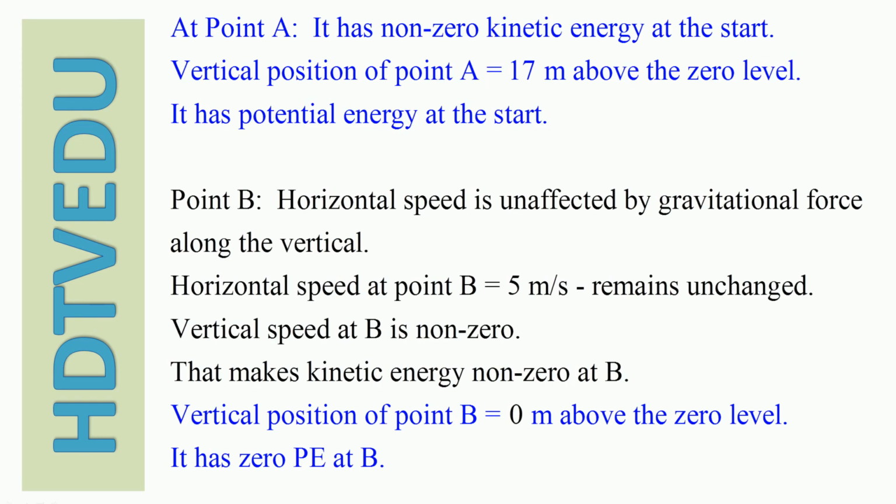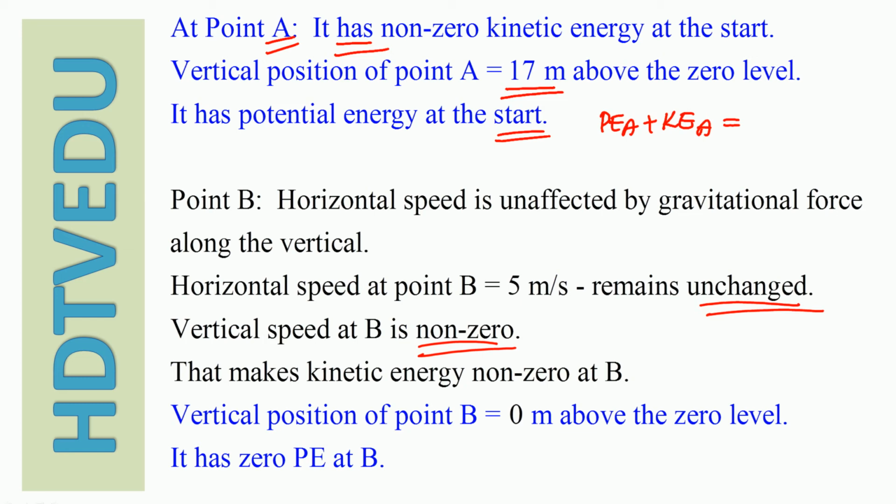So let's just review what we did so far. At point A, it has non-zero kinetic energy at the start. Vertical position of point A is 17 meters above the zero level. It has potential energy at the start. So it has kinetic energy and potential energy at the start. At point B, horizontal speed is unaffected by gravitational force along the vertical. Horizontal speed at point B is 5 meters per second, remains unchanged. Vertical speed at B is non-zero. We need to find that. We already found it, but we are just reviewing the notes again.